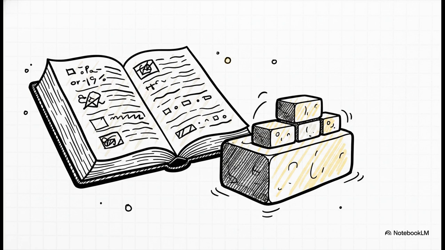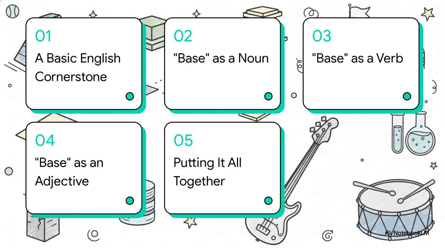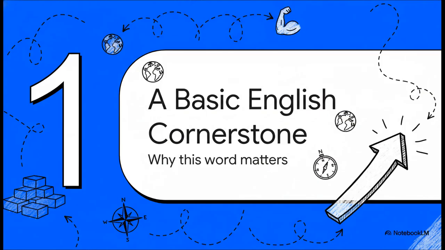This word is officially on something called the Basic English 850 list. That means it's considered one of the absolute most essential words you need to communicate effectively in English. It's a real cornerstone. So here's our game plan. First, we'll talk about why it's a basic English cornerstone. Then we'll break down how it works as a noun, a verb, and even an adjective. And finally, we'll wrap it all up. Sound good? Okay, let's dig into that first point.